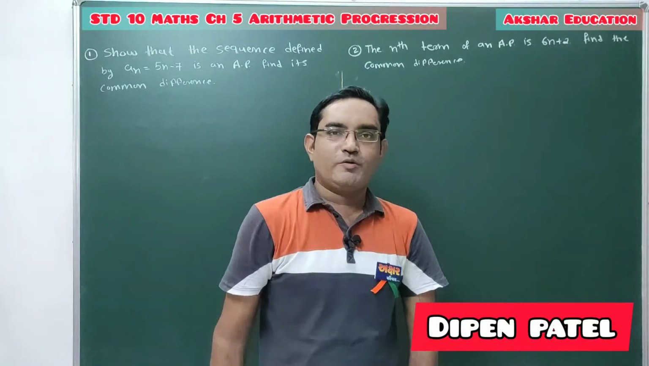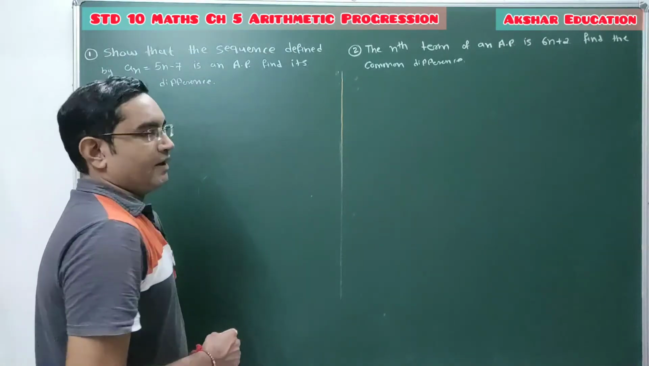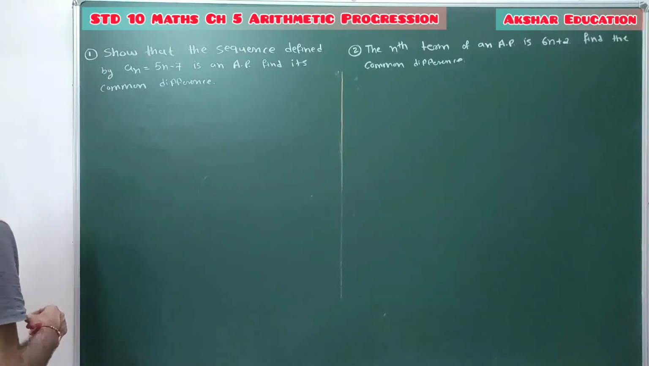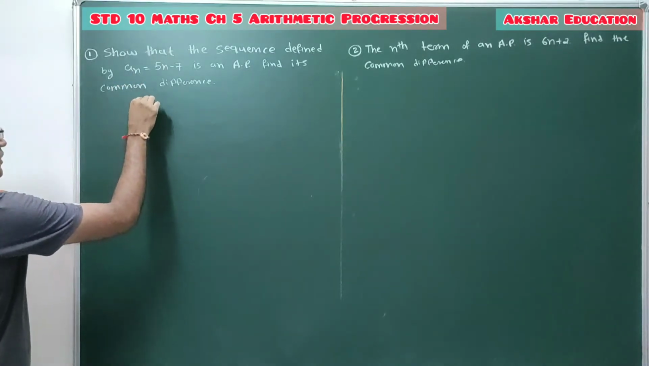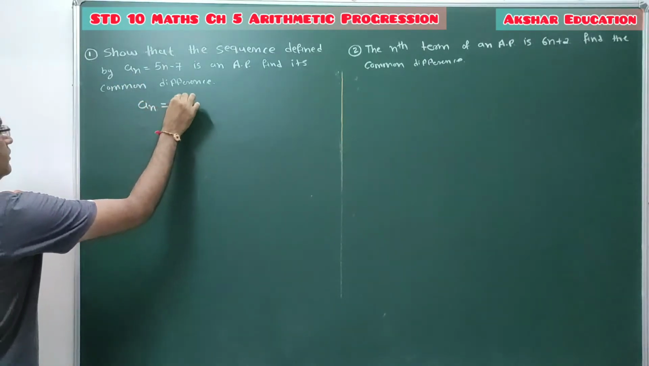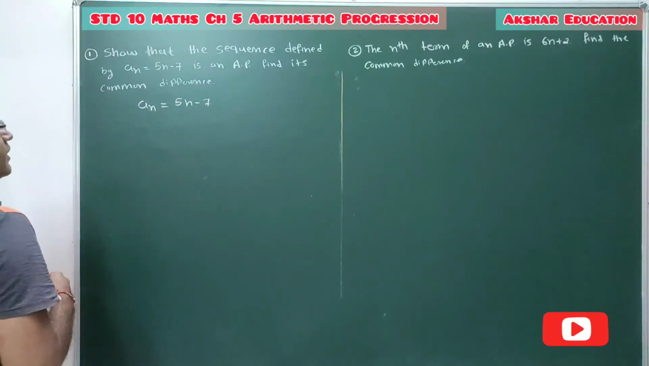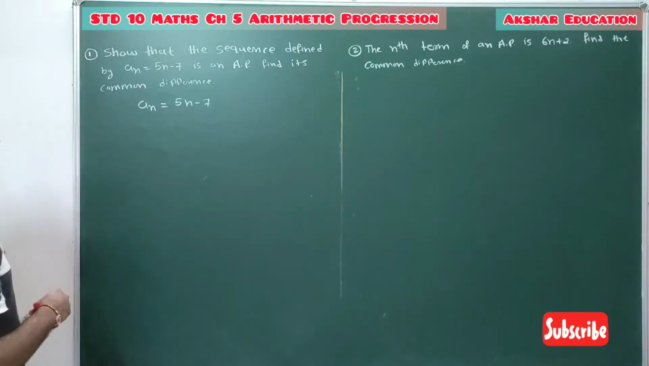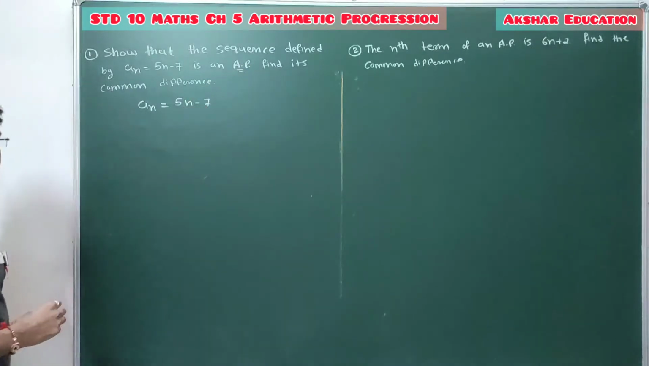In this video we are going to discuss additional practice sums based on arithmetic progression. So first sum: the sequence defined by a_n, the general term for the nth term, is given as 5n minus 7. You have to show that this sequence is an arithmetic progression.